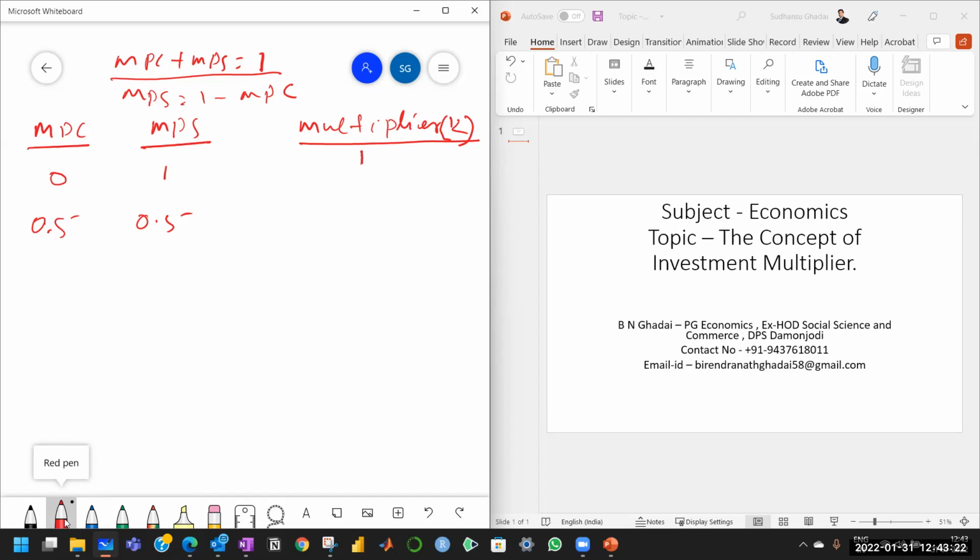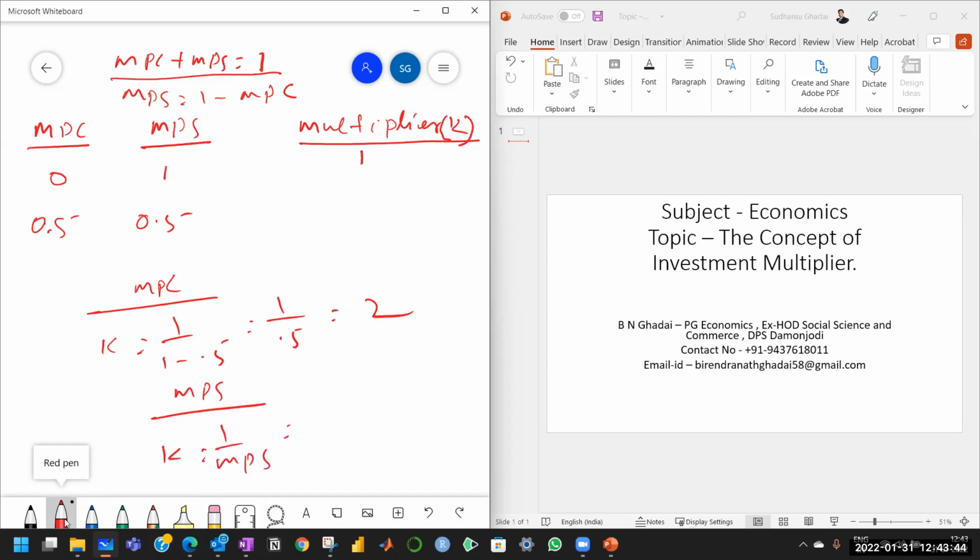Calculate the multiplier. Calculate from MPC. K is equal to 1 by 1 minus 0.5, which is 1 by 0.5, is equal to 2. Calculate from MPS. K is equal to 1 by MPS, which is 1 by 0.5, again 2. So it is 2.